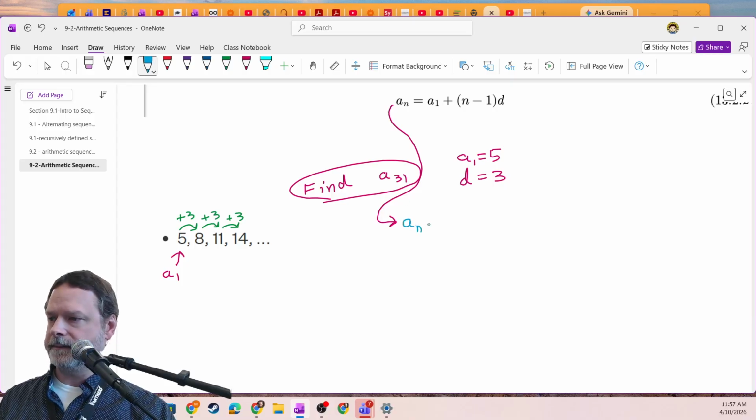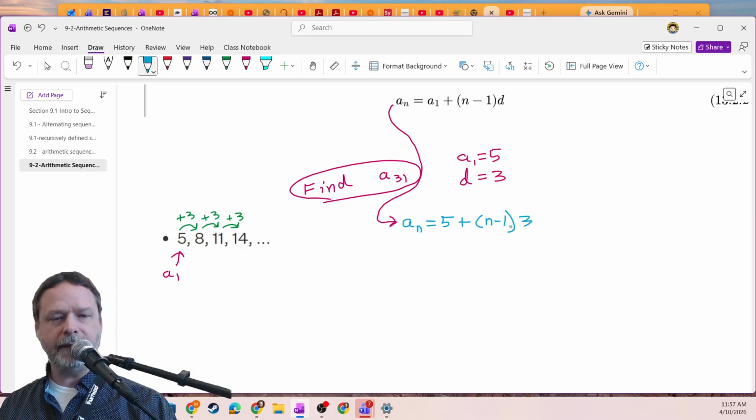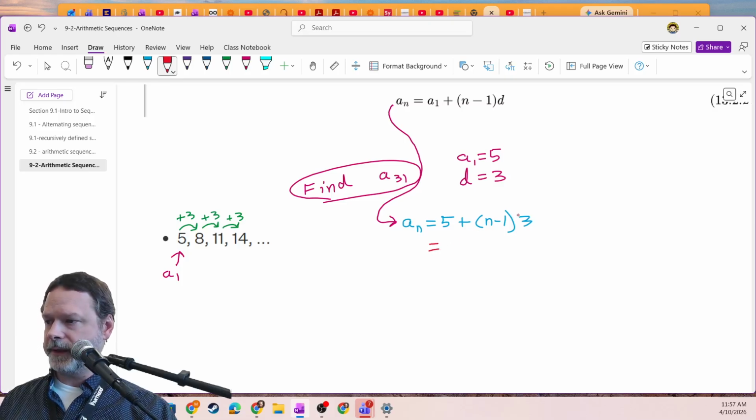And what do I get? I get a sub n equals a sub 1, which is 5, plus n minus 1, times d, which is 3. There it is. Now, if I want to simplify this, I can totally do that, and I think I might want to. So I'm going to distribute this 3 in. So I'm going to get 5 plus 3n. 3 times negative 1 is negative 3. And then combine like terms. Negative 3 plus 5 is 2. So I get 2 plus 3n. That's my a sub n.